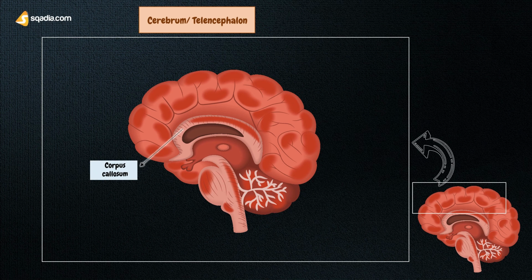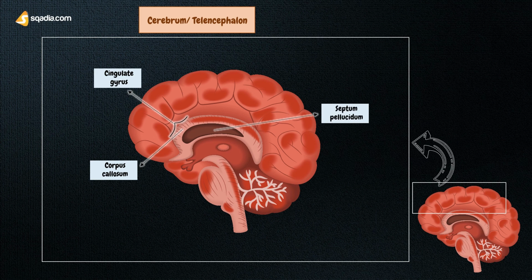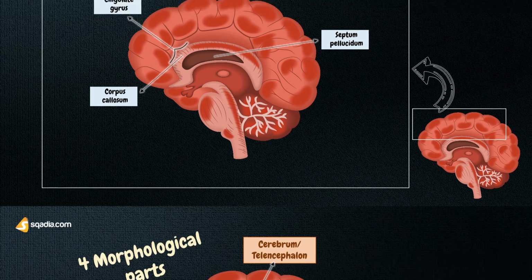This is actually a thick bundle of nerve fibers that connects the 2 hemispheres of the cerebrum and ensures signal transmission between these hemispheres. Cingulate gyrus. It is an arch-shaped convolution situated just above the corpus callosum. And septum pellucidum, a thin membrane located at the midline of the brain between the 2 cerebral hemispheres.